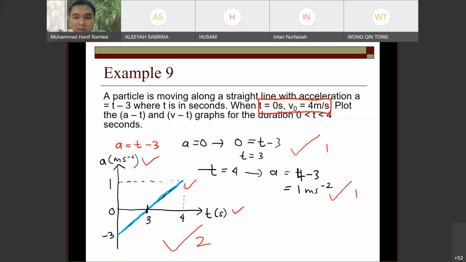Ahmad Hassan also already shared. Hassan, your graph is wrong. Your graph is wrong. Doesn't matter.